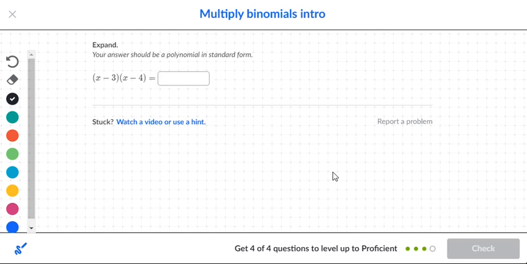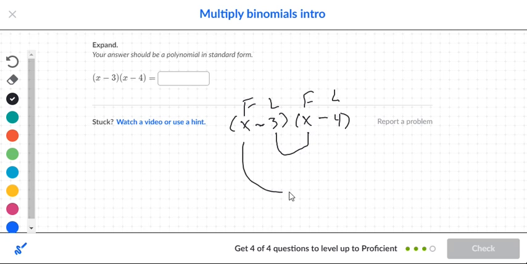Okay, next question. Here again we have two negative signs, so be aware of that. So we're going to have the x minus the 3. Then we're going to have the x minus the 4. This is my first term. This is my last term. First term, last term. And then we want to go double smiles.